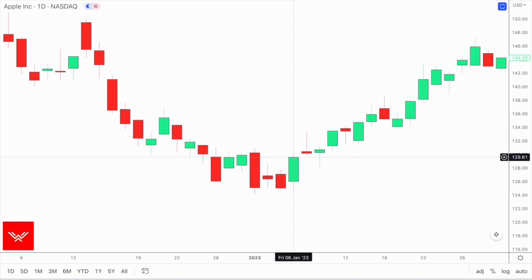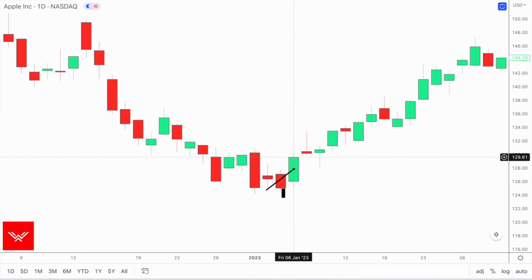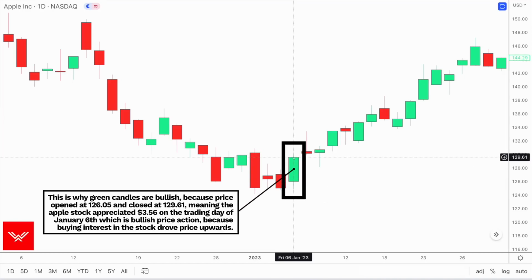Now if you want to know the closing price, place your mouse at the top of the rectangle. Look to the scale on the right and notice how it says $129.61, which means when the market closed on January 6th, the Apple stock finished trading at $129.61.